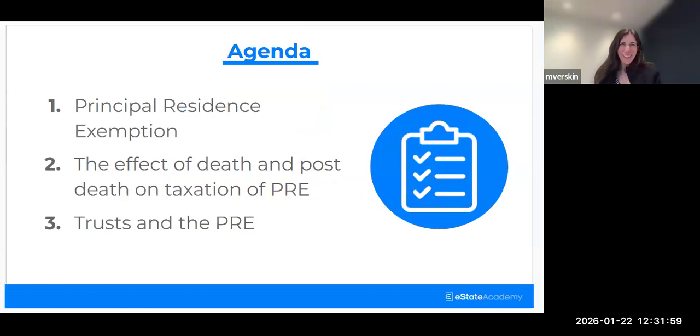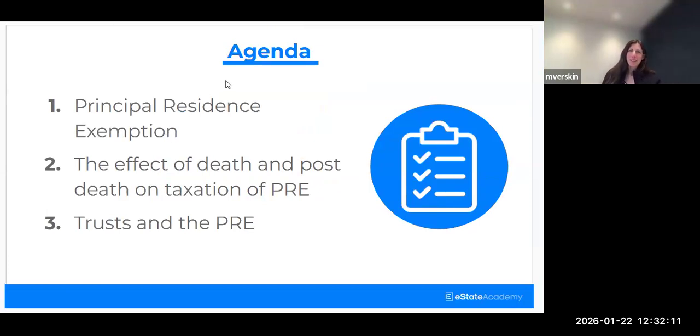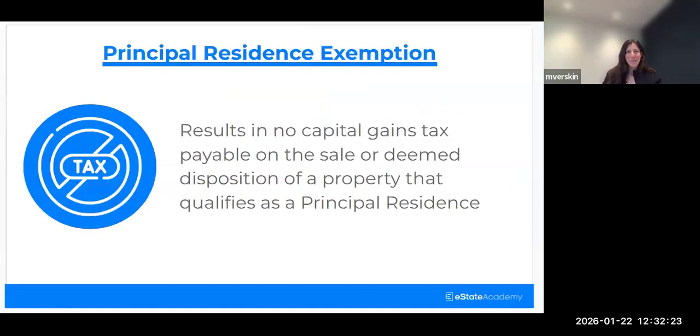I'm so excited to be here to talk about the principal residence exemption with you. So, brief agenda. Principal residence exemption, what is it? The effect of death and what happens after death with the principal residence exemption. And then a little discussion about trusts. There were some changes that came into effect after 2016 that made things a little bit more complicated than they were previously.